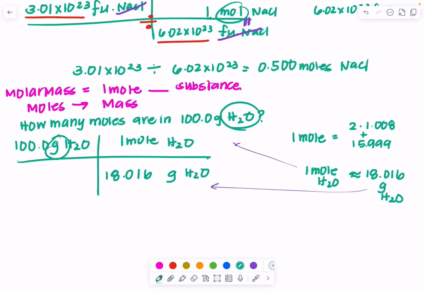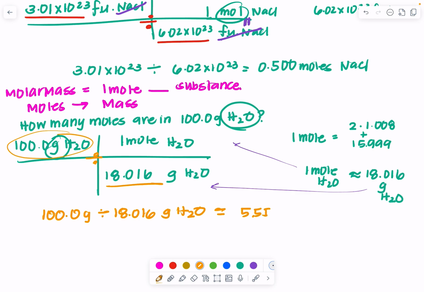Okay? And the way that we do this math, again, we have 100 divided by 18.016. So 100.0 grams divided by 18.016 grams of H2O. That's around 5.55 moles of H2O.